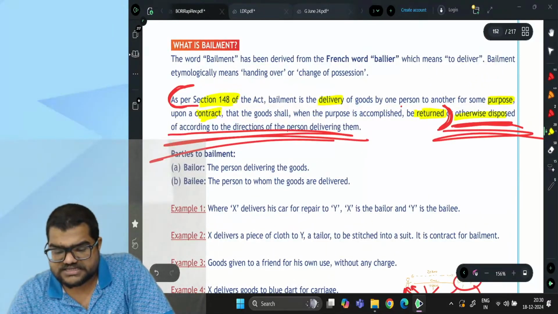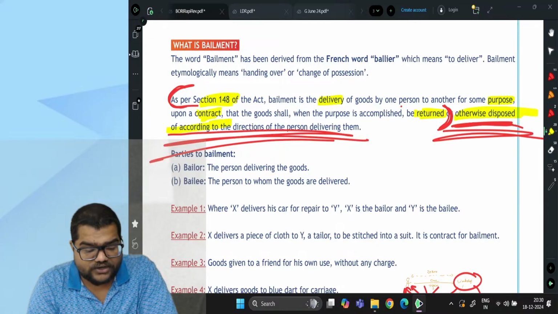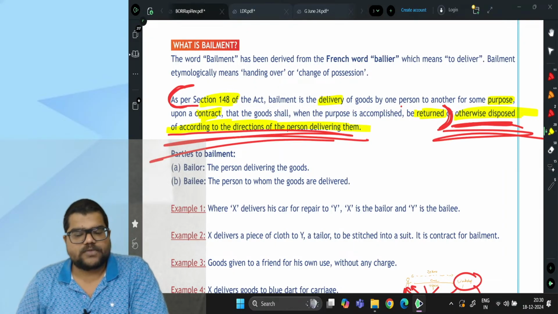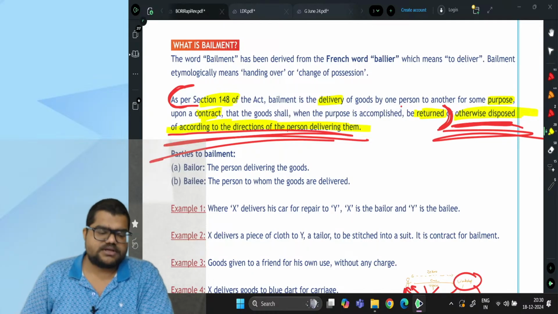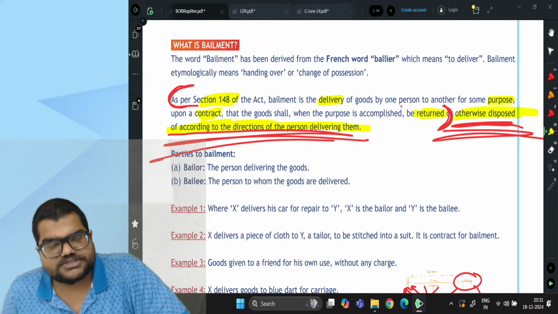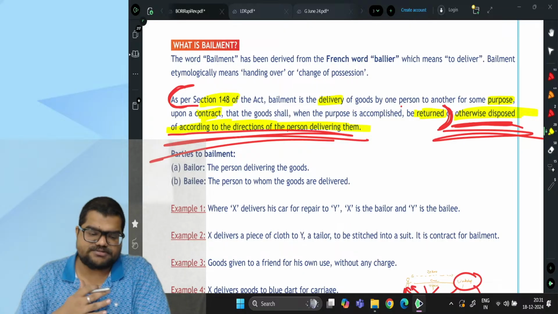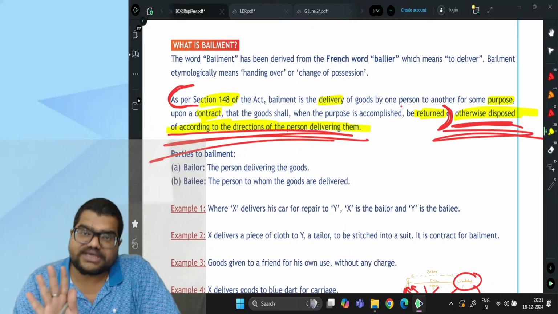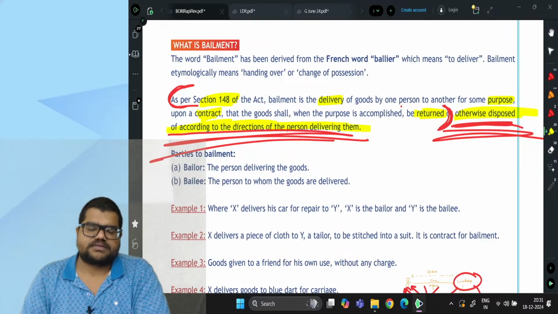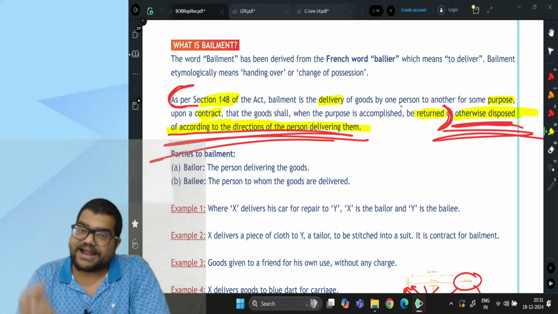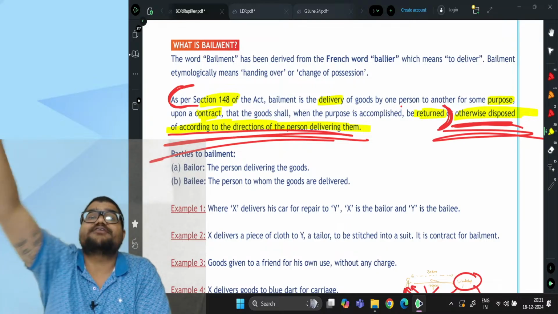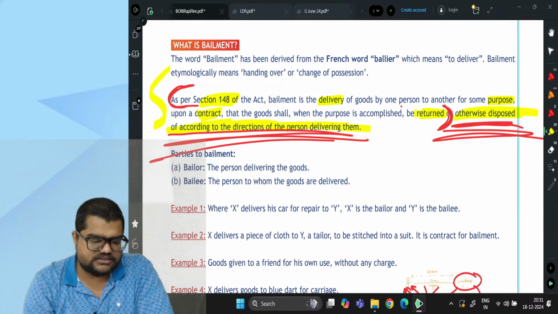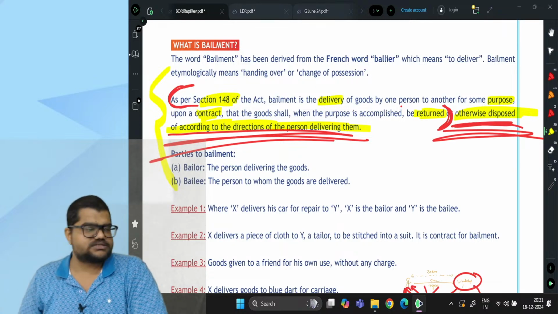Or otherwise disposed of according to the directions of the person delivering them. So as per my directions, as per my instructions, it was delivered to my friend. Even that is okay. So the goods will either come directly back to me or to whomever I instruct. The goods will go there. And this is the definition.